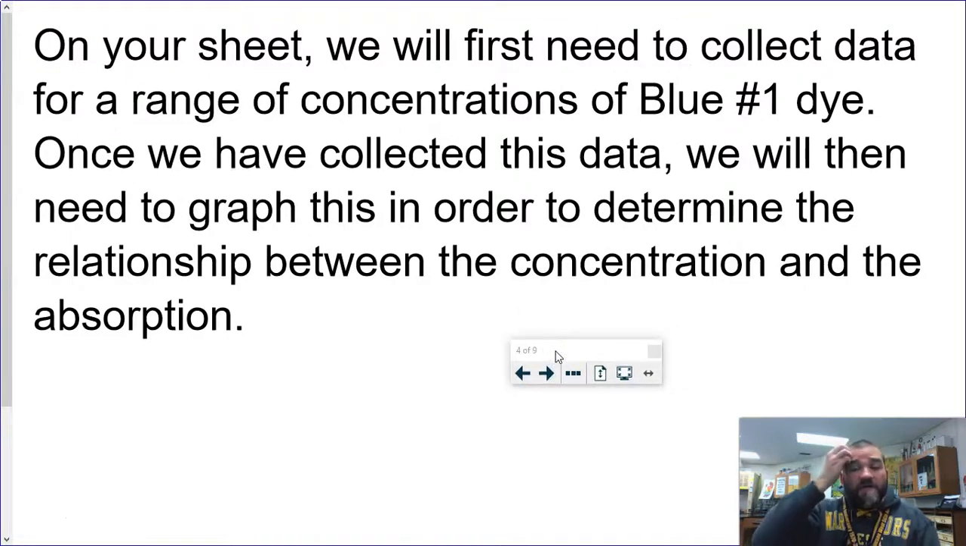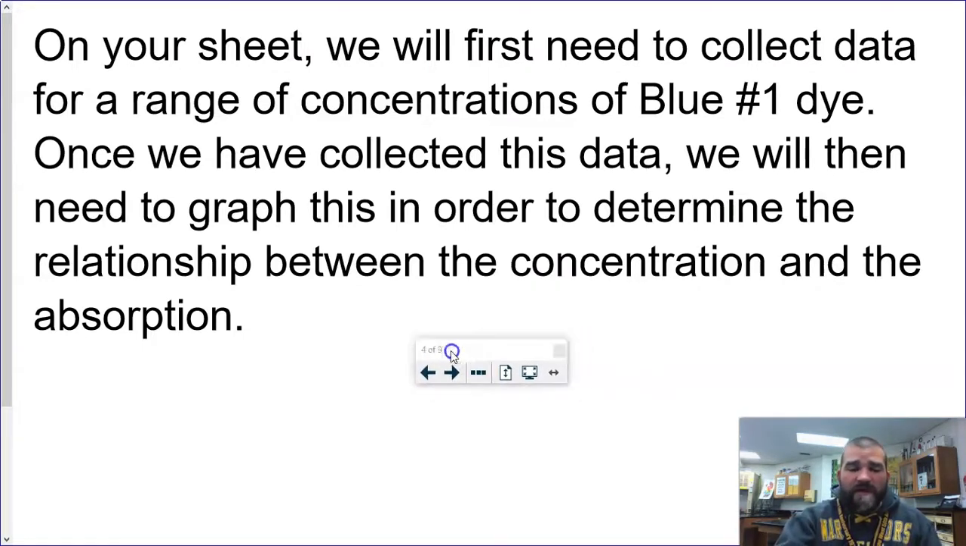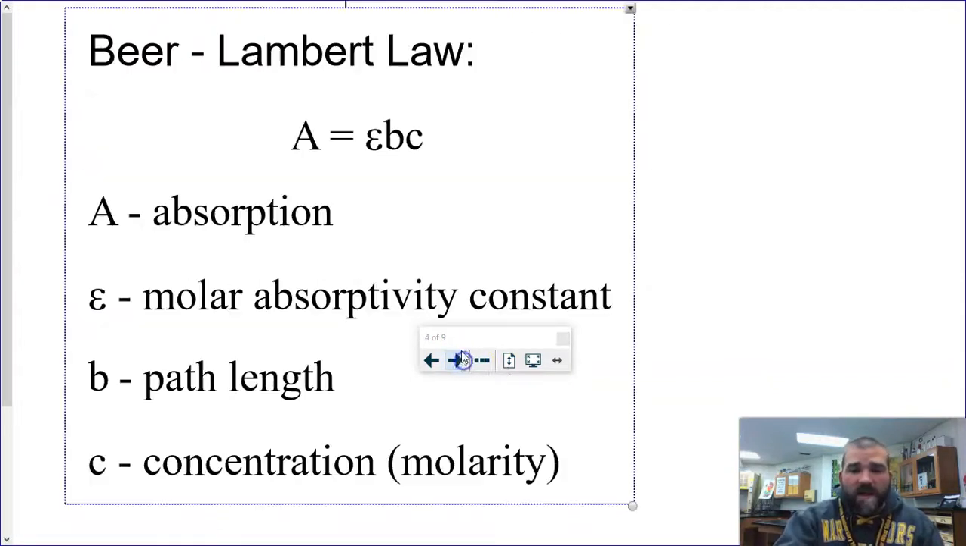All right, on your sheet, we will first need to collect data for a range of known concentrations of blue dye. I'm going to get that set up in just a second. I'll have you watch me do that, and I'll explain what I'm up to. Once we've gathered this data, we're going to need to graph it. Remember, we have the Beer-Lambert law, it's on the next slide. We need to know what the absorbance and the concentration are, and we can set this up in a linear format. We will do that in just a second, but we need to collect these absorbances first, so we've got to set it up.